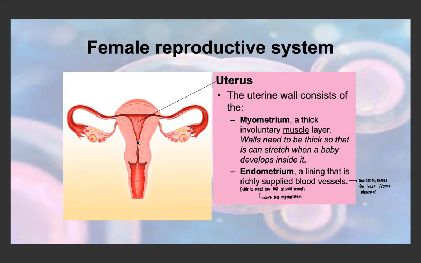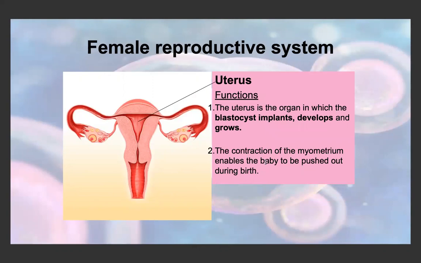We also have the endometrium, which is the second layer of the uterine wall, and this is the layer closest to the inside, the hollow inside of the uterus. This layer is richly supplied with blood vessels, and this is where the zygote implants itself. It is richly supplied with blood vessels to provide nutrients for the baby, and it forms part of the placenta. So during your period, you lose only the endometrium, you don't lose the myometrium.